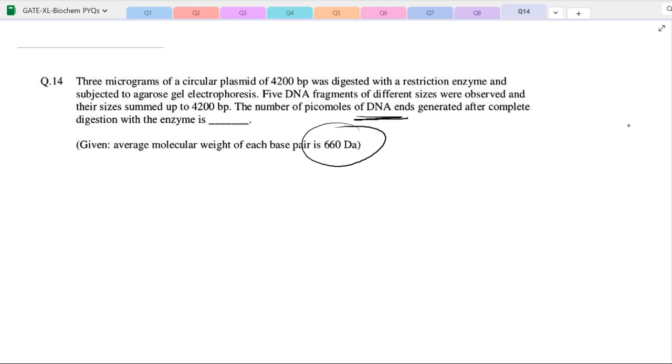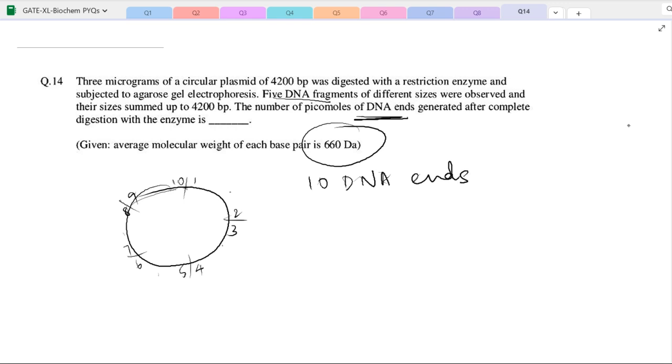And they have also given another piece of information, that the average molecular weight of each base pair is 660 Dalton. So first of all, let's draw a plasmid to make it easy. In order to generate 5 DNA fragments, we need to have 5 restriction sites, right? So this gives you 1, 2, 3, 4, 5. So when there are 5 restriction sites, there are going to be 2 DNA ends generated at each site. So there's 1 DNA end here, 1 here, then 1 more here, and 1 more here, 5, 6, 7, 8, 9, and 10. So there are going to be 10 DNA ends generated per plasmid upon restriction enzyme digestion.